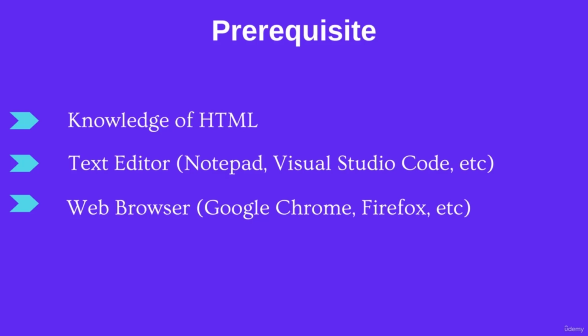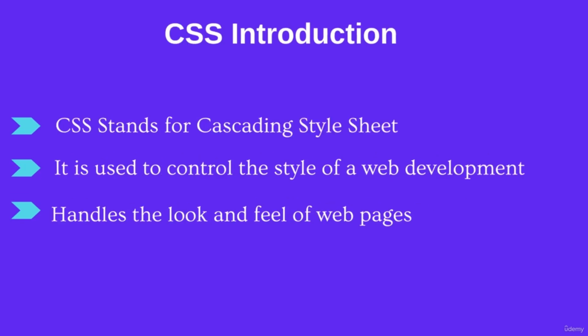So let's discuss what CSS is all about. CSS stands for Cascading Style Sheet. Style sheet is the thing in which we are going to work. Basically, a style sheet is a document containing a list of all the styles which you want to define for a particular element on the web pages.